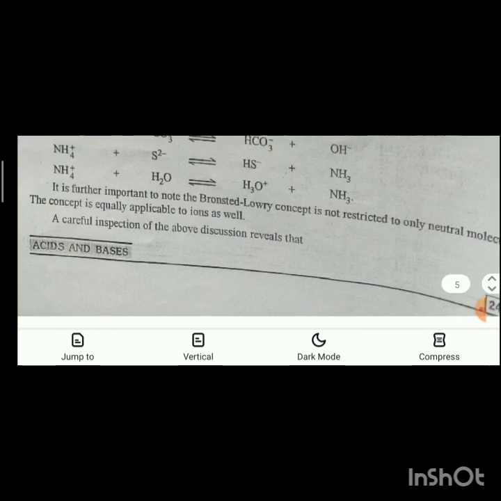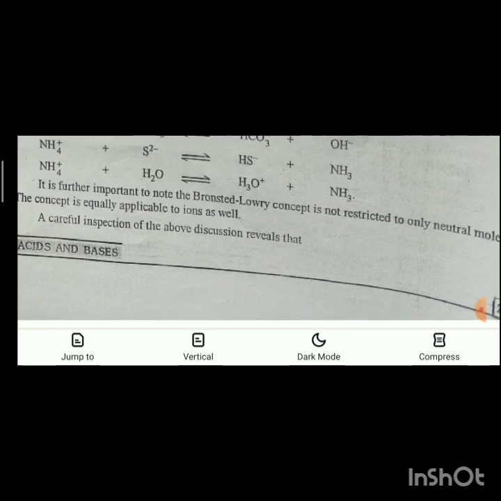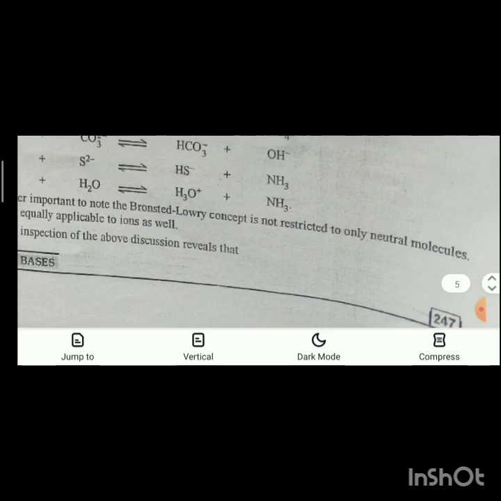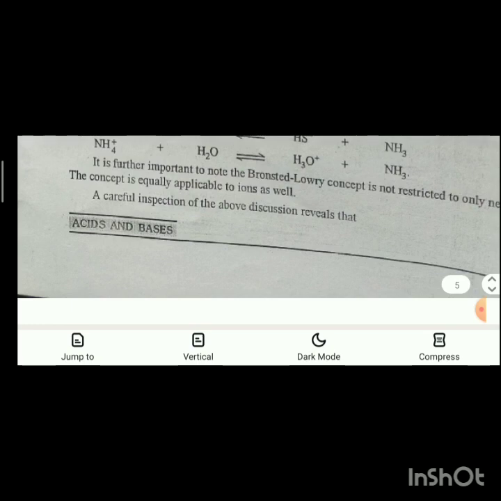H2O plus CO3 2- in equilibrium with HCO3- plus OH-. NH4+ plus S2- in equilibrium with HS- plus NH3. NH4+ plus H2O in equilibrium with H3O+ plus NH3. It is further important to note that the Bronsted-Lowry concept is not restricted to only neutral molecules. The concept is equally applicable to ions as well.